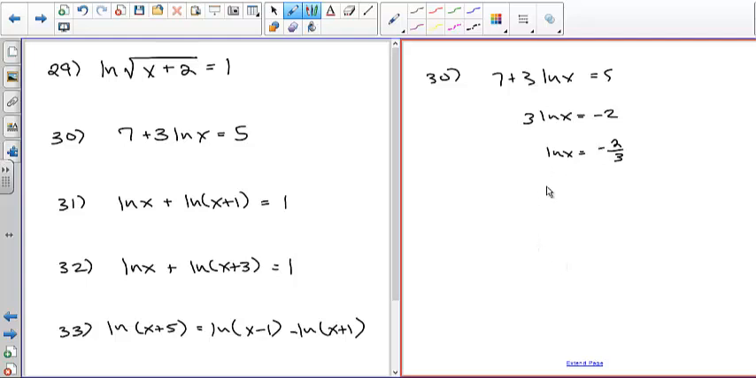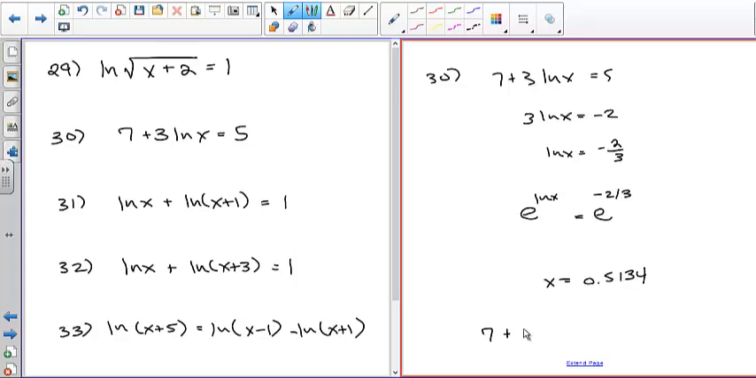Again, the base of the exponent has to be the same as the base of the logarithm. So you get e to the natural log of x equals e to the negative 2/3. E to the natural log of x is x. So we have e to the minus 2 divided by 3, and that's 0.5134.